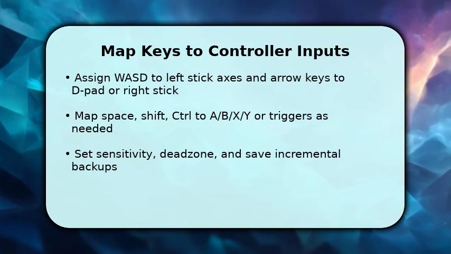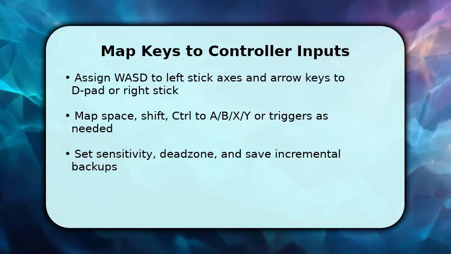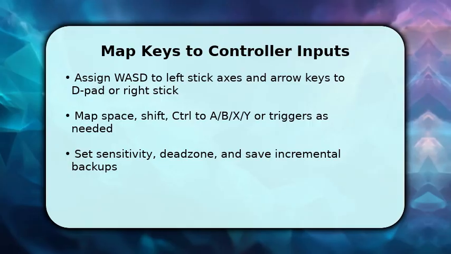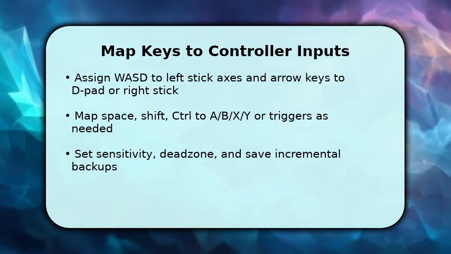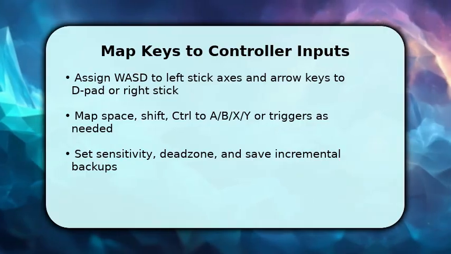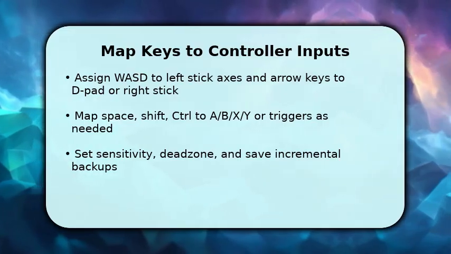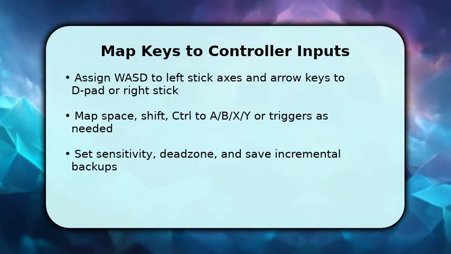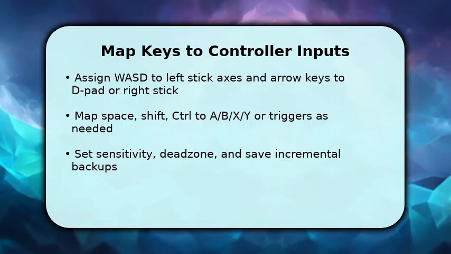Now you map keyboard keys to specific Xbox inputs. Start with movement. Assign WASD to the left stick axis and use arrow keys for the D-pad or right stick, depending on the game. Next, map action keys, space, shift, control, to A, B, X, Y, or triggers so abilities and jumps behave correctly. Make sure to set stick sensitivity and dead zone to avoid drift. Save incremental backups as you tweak so you can roll back if something feels off.